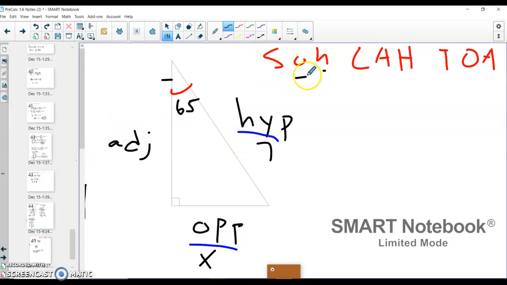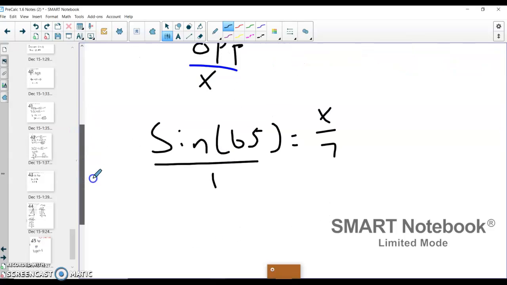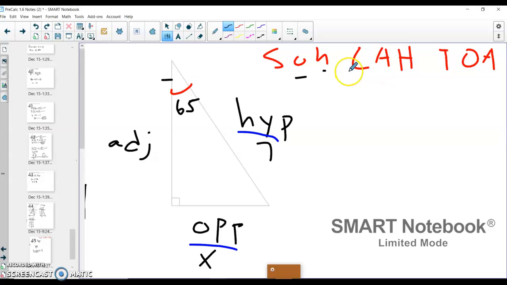So opposite and hypotenuse tells me sine, and if it's a regular sine, cosine, tangent problem, I always do the sine, cosine, or tangent of my reference angle, put it over 1, and set it equal to, in the case of sine, opposite over hypotenuse. In the case of cosine, I set the cosine of the reference angle over 1 equal to adjacent divided by hypotenuse. If it's a tangent problem, I do the tangent of my reference angle, set it equal to the opposite divided by the adjacent. Okay?